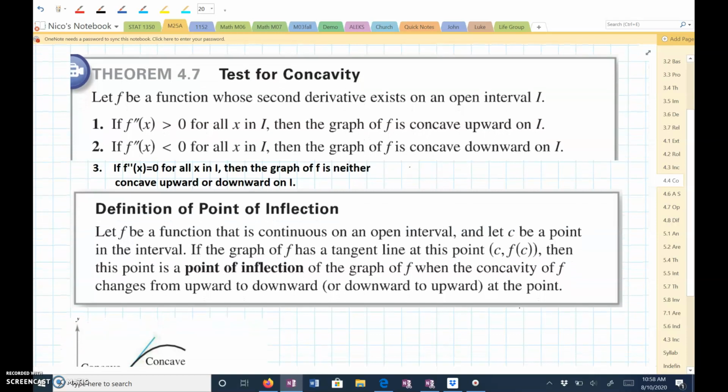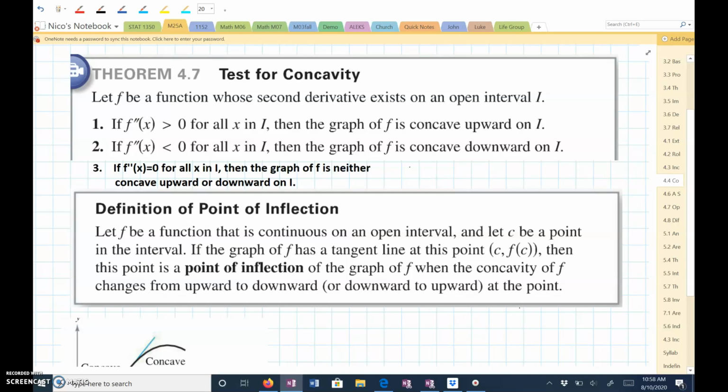Okay, so the test for concavity. Let f be a function whose second derivative exists on the open interval I. 1. If the second derivative of f is greater than 0 for all x in I, then the graph of f is concave upward on I. 2. If the second derivative of f is less than 0 for all x in I, then the graph of f is concave downward on I.